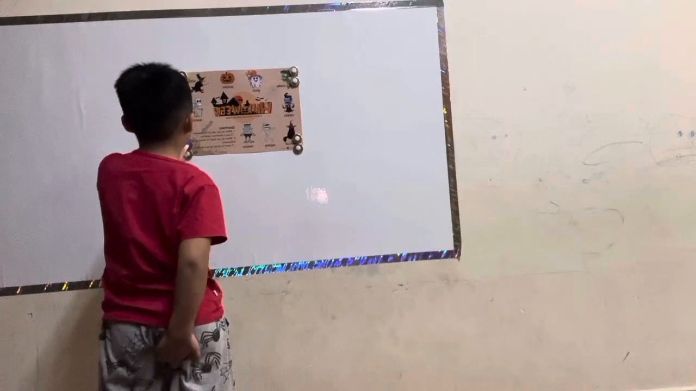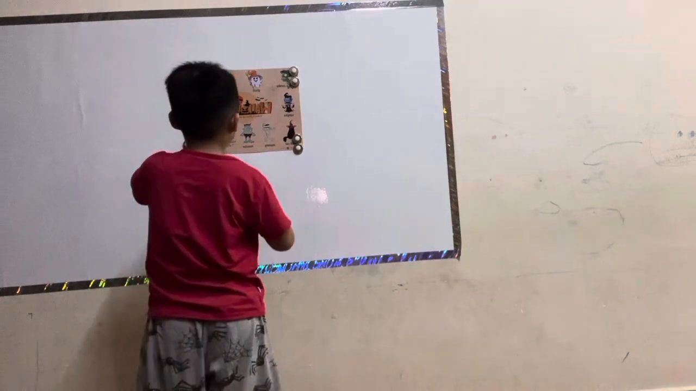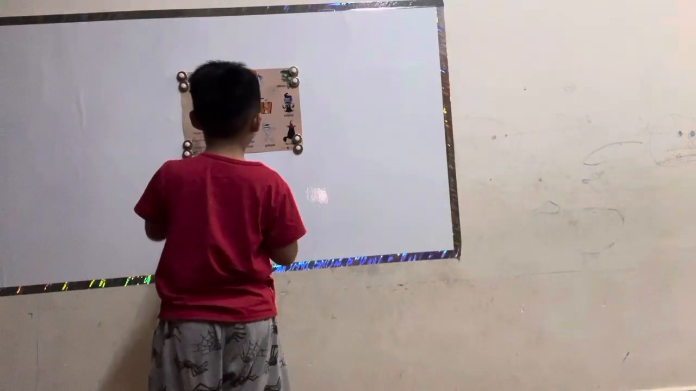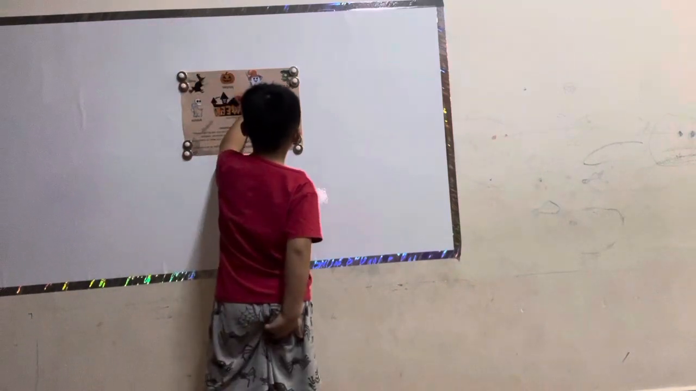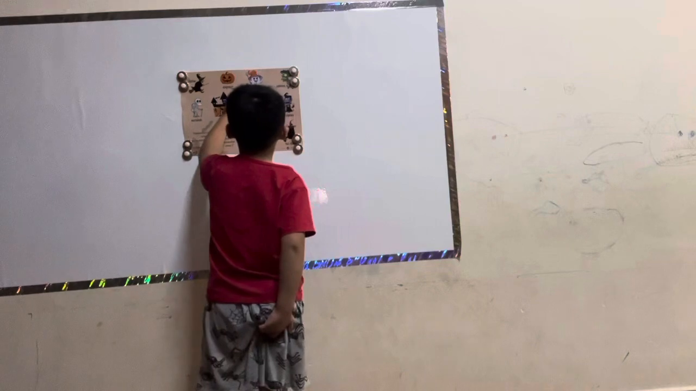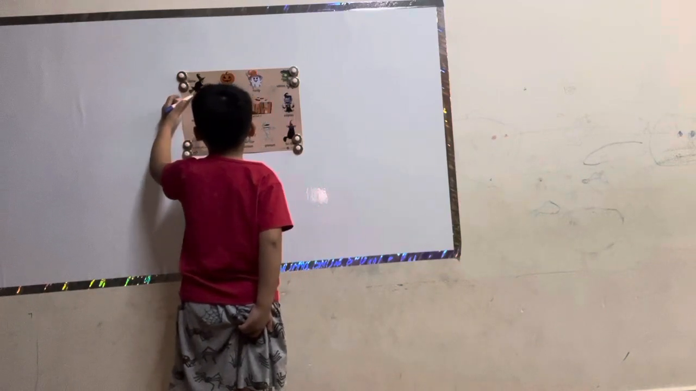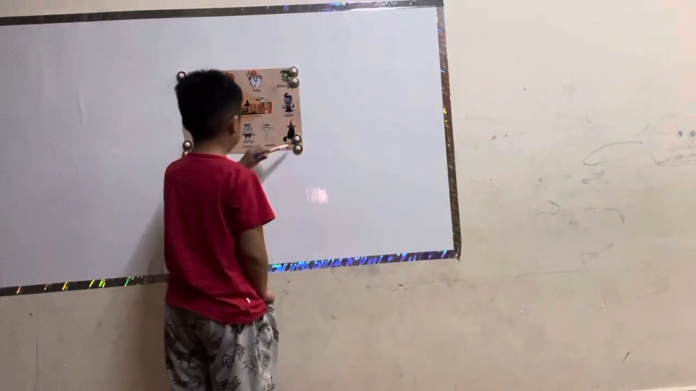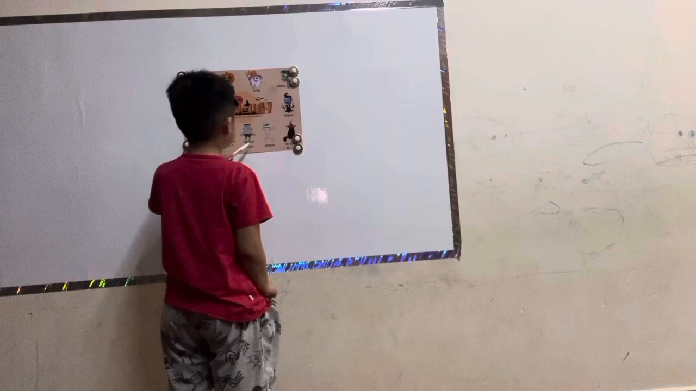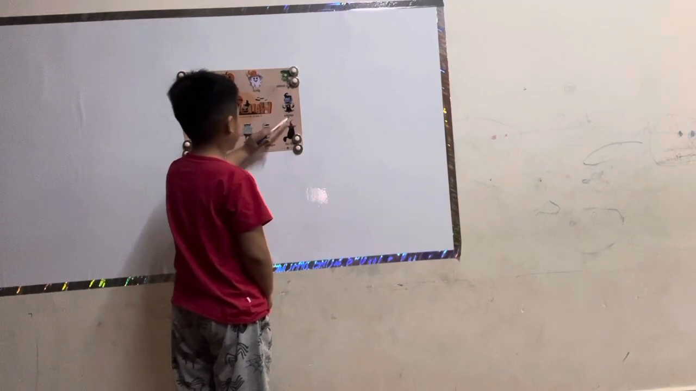Today we are going to talk about Halloween. If you think about Halloween, it's very nice, but it could be very scary too. So we've got zombie, ghost, pumpkin, witch, vampire, skeleton, black cat, mummy, monster. So let's talk about vampire.